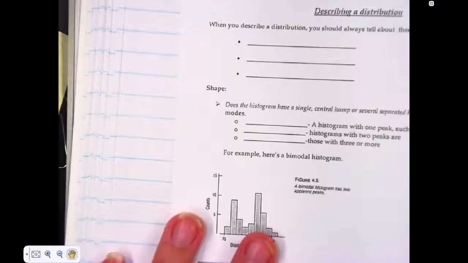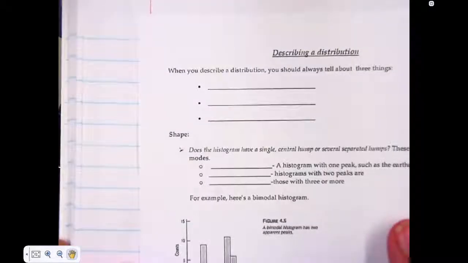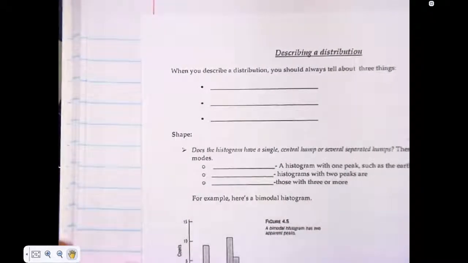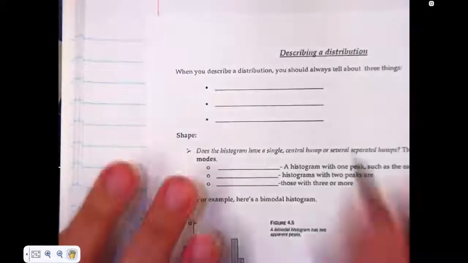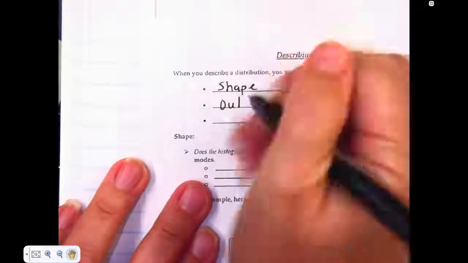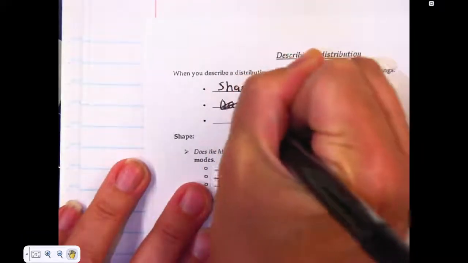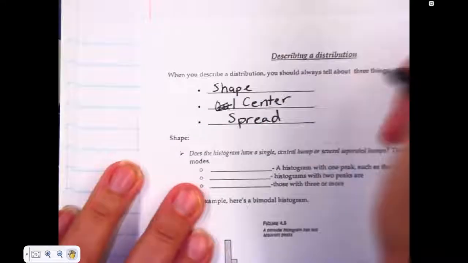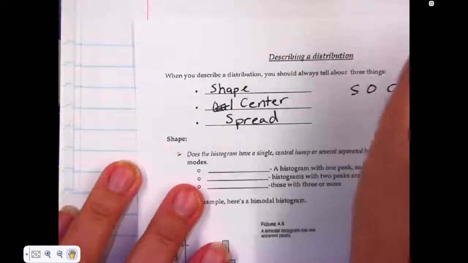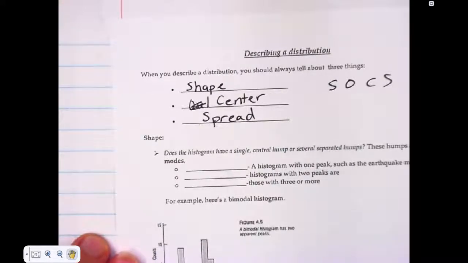Okay, so when you're describing a distribution, you need to remember three things. It's kind of like remembering your socks. So we need to talk about shape, outlier, center, and spread. For right now, we're going to skip the outliers and just go shape, center, and spread. Later on, we'll change that into the socks mnemonic. But today, we'll do shape, center, and spread.